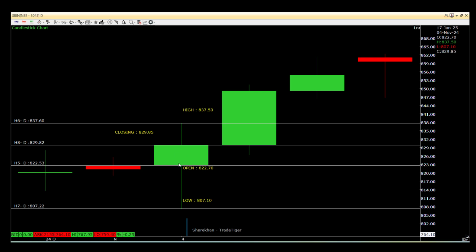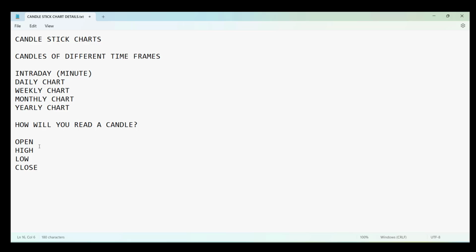So in this way you can mark a candle. It is a single candle, we marked it and everything has been written in the right side upper corner. We opened at 822.70, then it made a high of 837.50 on the same day. It also came down and made a low of 807.10, but it did not stay at the low. It went up above the open price and closed at 829.85. So in this way you can read a candlestick chart: open, high, low, close. I think with the example you have understood it fully.